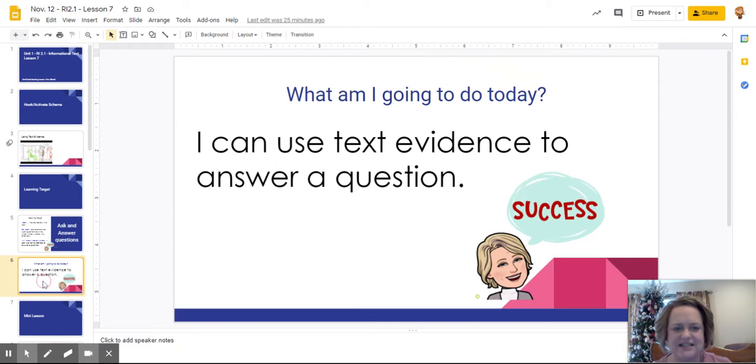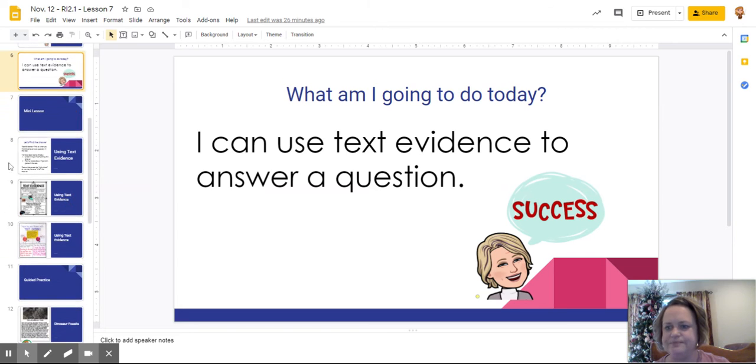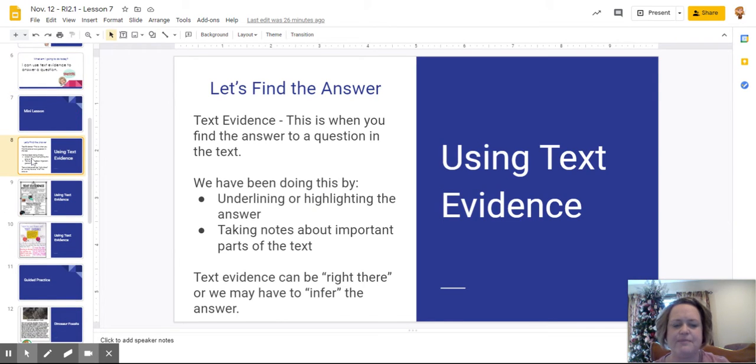In order to be successful today on your learning target, you are going to need to be able to use text evidence to answer your question. So that means you're going back into the passage and you're actually highlighting, underlining, or marking the answer in the text. So not just enough to write the answer on your paper, but actually going back and finding the answer in the text and underlining that is part of that as well. All right, so let's go ahead and jump in with using text evidence.